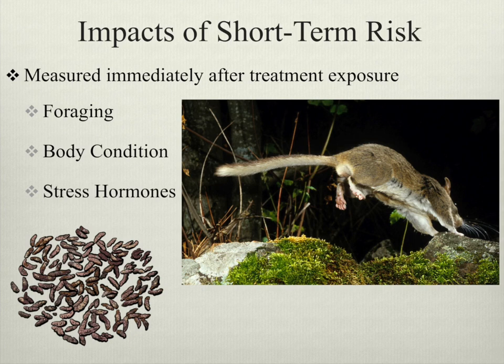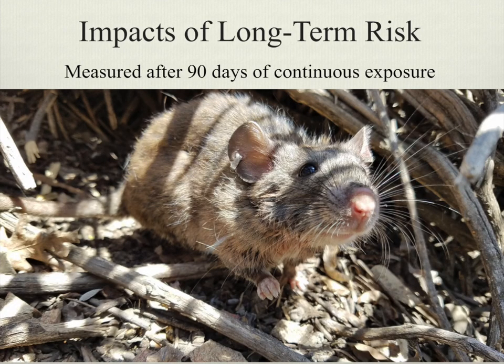Following this, I measured the impacts of short-term risk, so how they immediately respond to that bobcat urine. And I did this by measuring, once again, giving up densities for 3 consecutive nights for foraging, and then trapping for changes in body condition and initial stress response. After 90 days of continuous exposure, I measured those same variables once more for the effects of long-term perceived risk.